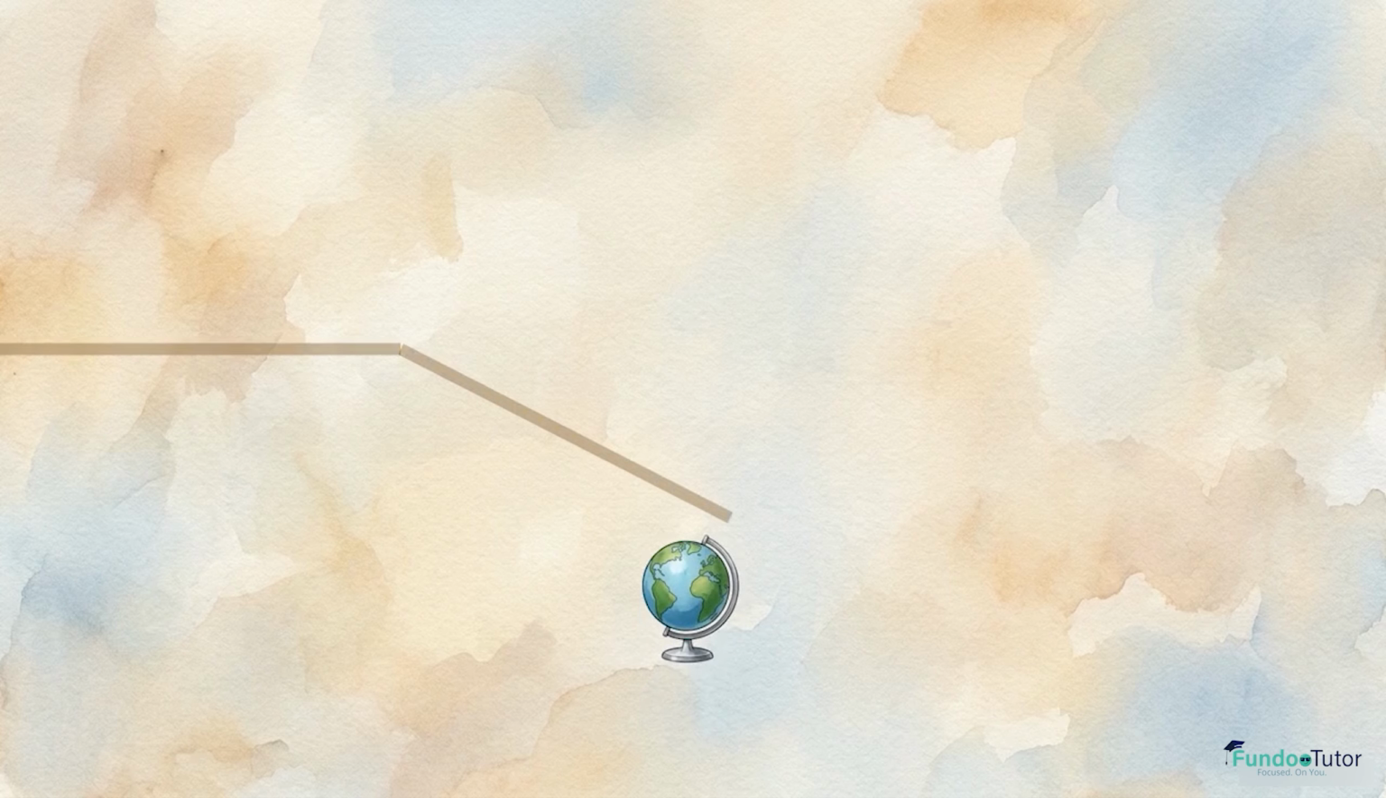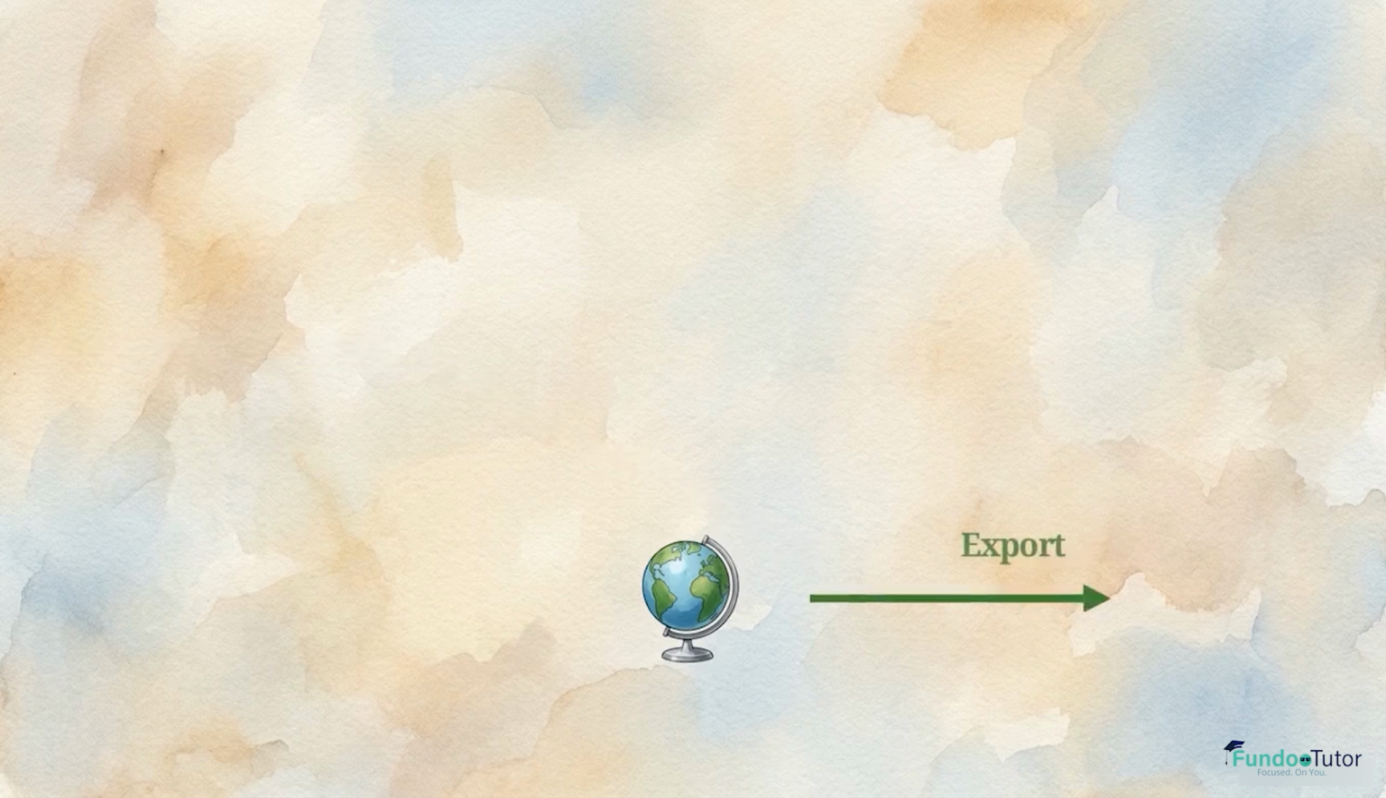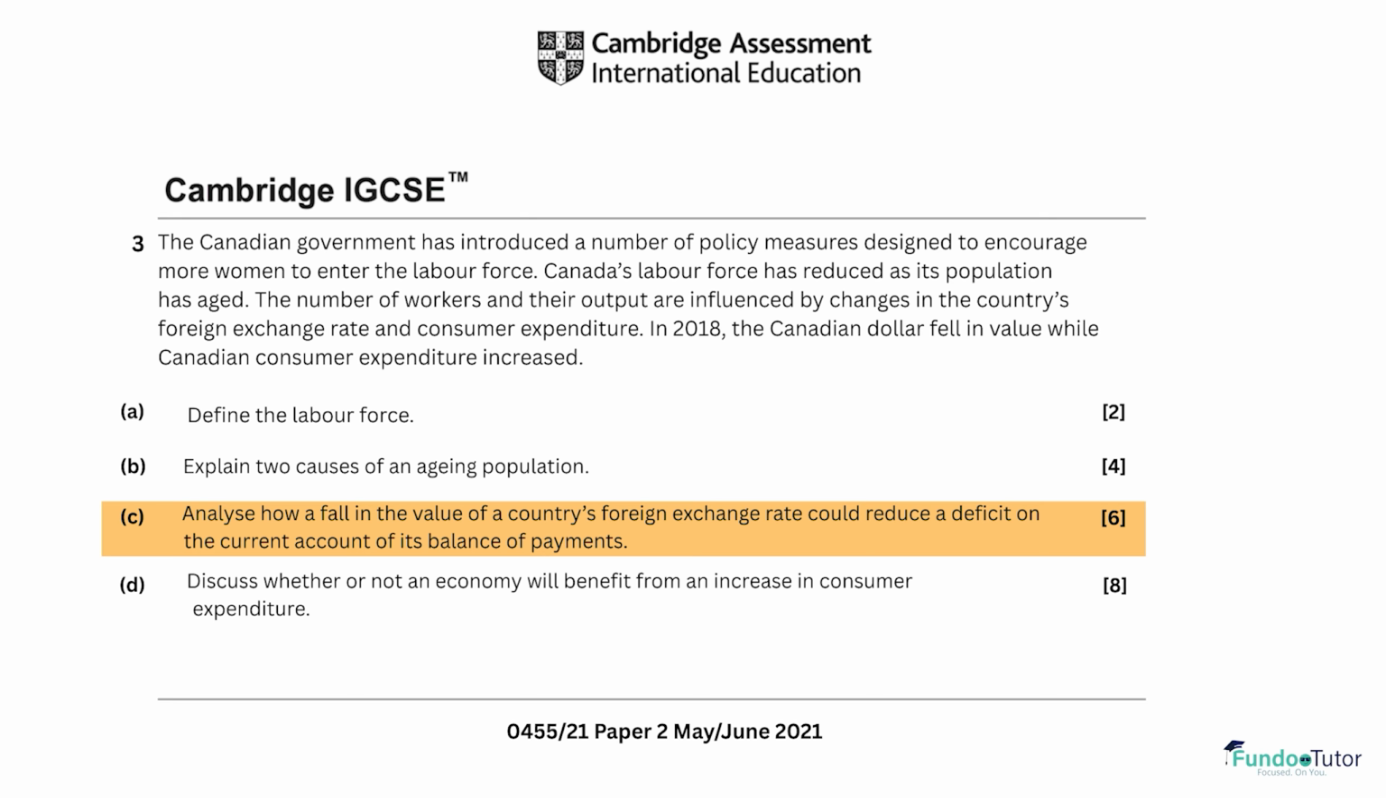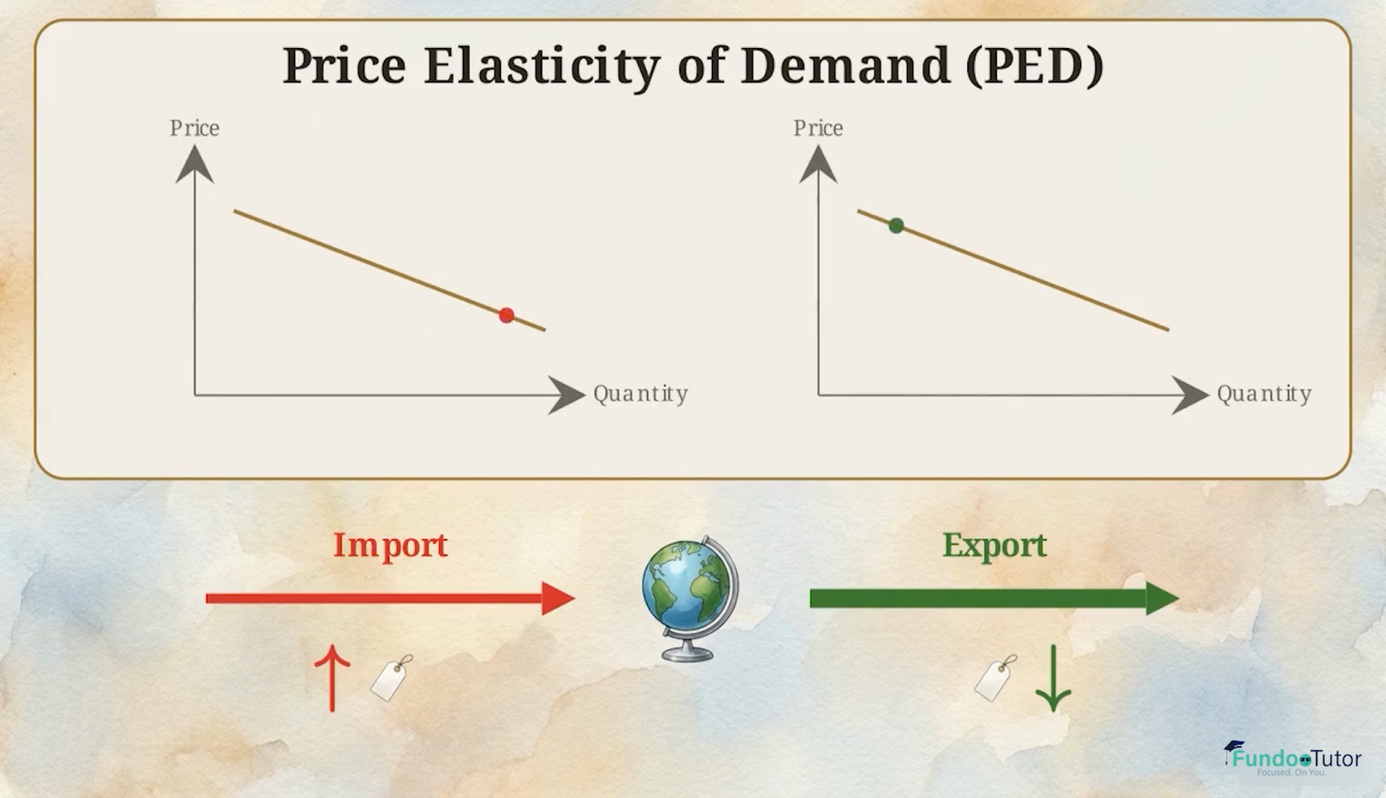A common mistake is thinking a falling currency makes everything worse. Actually, a depreciating currency reduces the international price tag of a country's exports, while simultaneously increasing the domestic price of foreign imports. But to secure all 6 marks on an analysis question, you must state the critical condition for this to work. Export revenue will only rise and import expenditure will only fall if international consumers actually change their buying habits in response to those new prices.